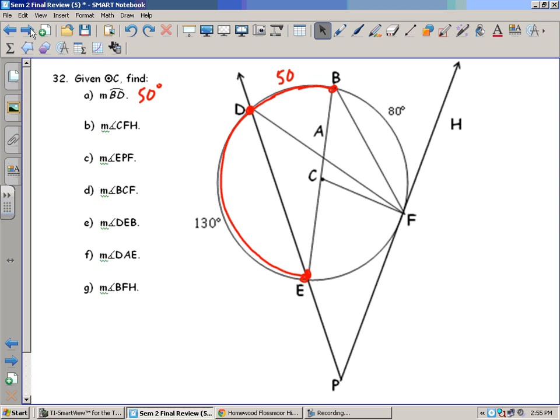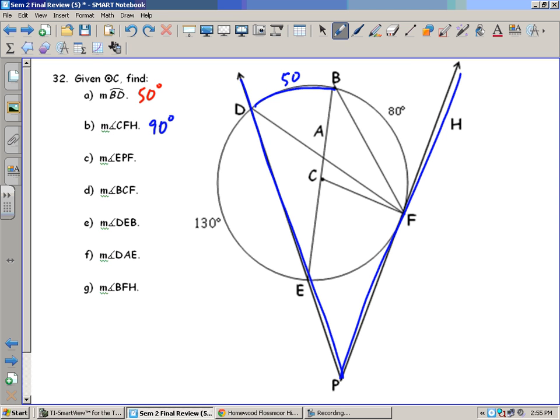So angle CFH is the next one. Well, CFH is pretty simple. It's a tangent radius relationship. So CFH is going to be 90. EPF. So let's find that. EPF is down here. Well, EPF's a little bit different. EPF is an angle outside the circle. So assuming that we can just go back and see that other stuff, I know this arc is 50, we'll keep that there. But EPF is this angle outside the circle. Well, I already know that this is 50, this is 80, and this is 130.